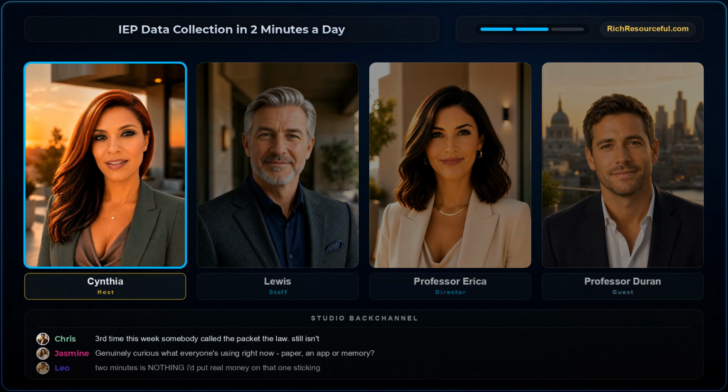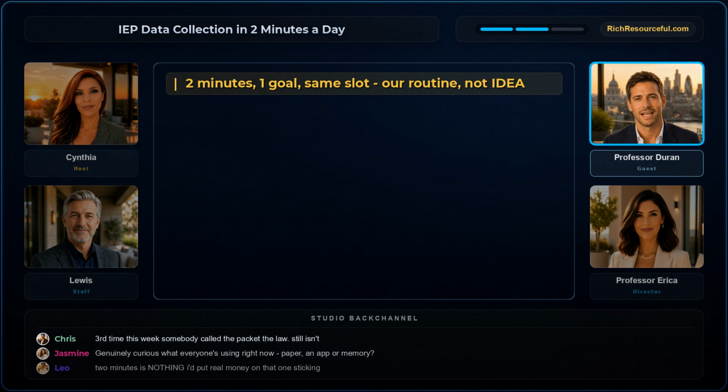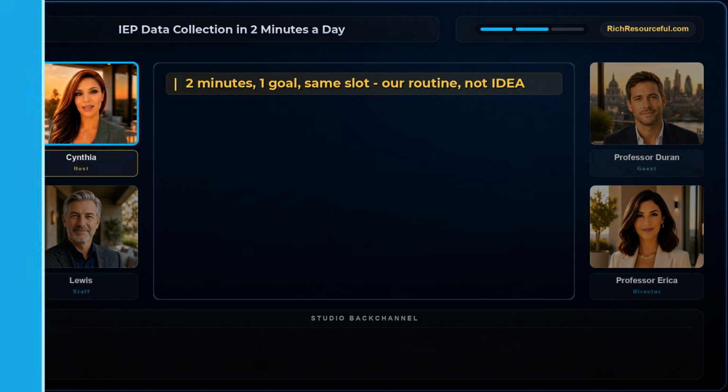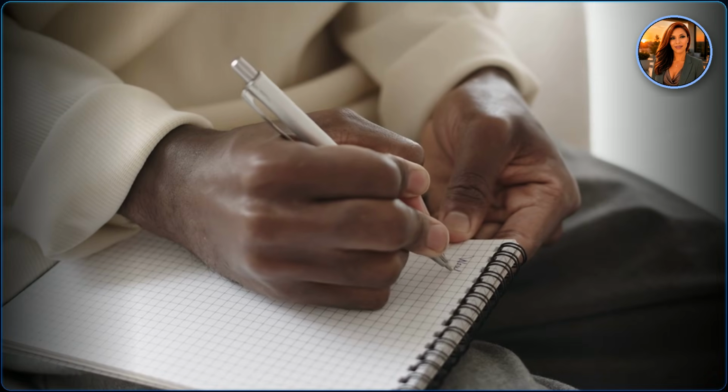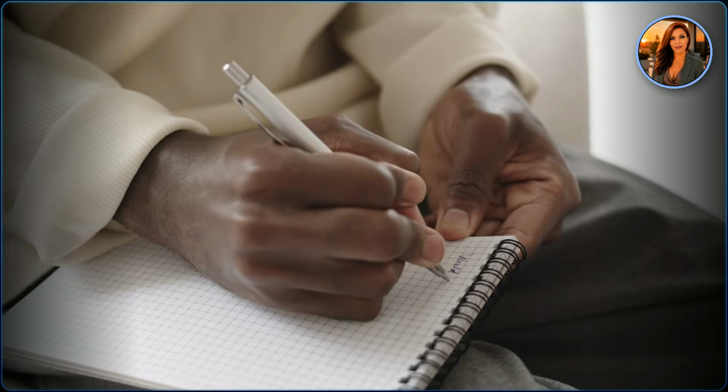Before we started, Professor Duran flagged one word in that rule, and our whole routine hangs off it. Measured. Measured is doing that job alone. Measured, not collected. A pile of notes isn't a measurement yet. 2 minutes, 1 goal. Same slot every day. That's our whole routine, and it's ours, not the government's.